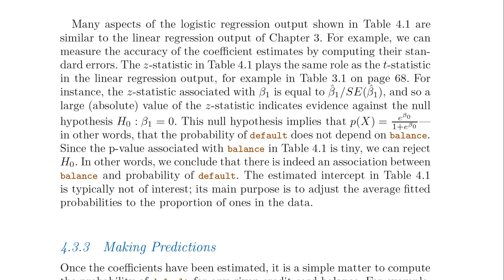In other words, we conclude that there is indeed an association between balance and probability of default. The estimated intercept in table 4.1 is typically not of interest. Its main purpose is to adjust the average fitted probabilities to the proportion of ones in the data. I guess it's not too important.